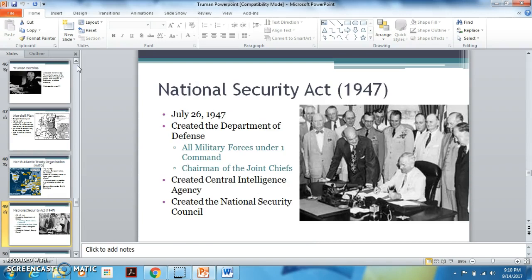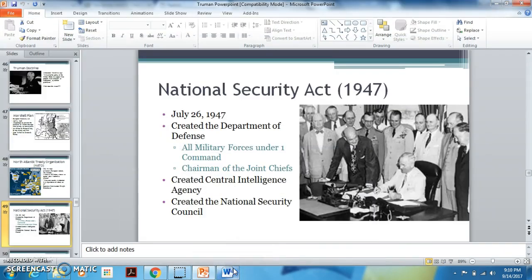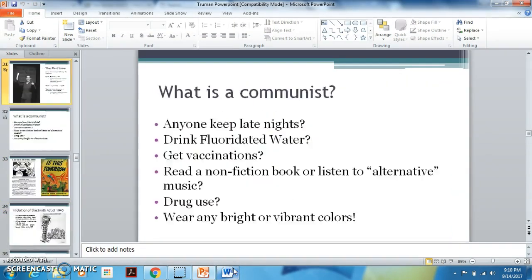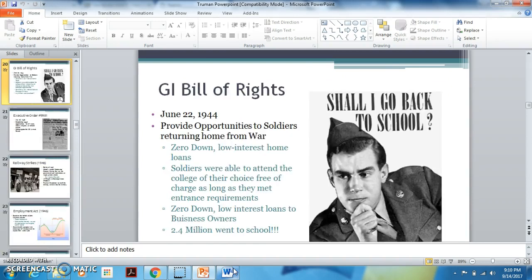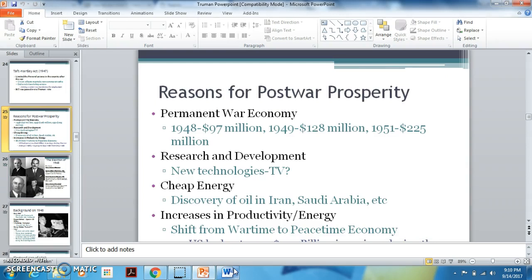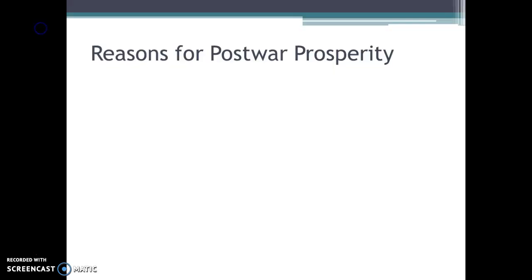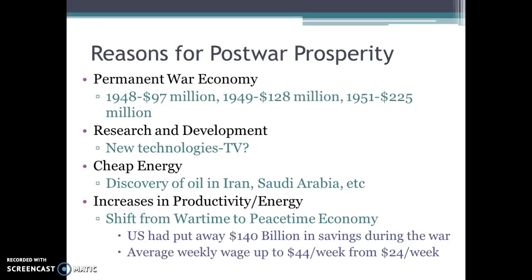Lastly, the National Security Act: Department of Defense, CIA, NSC. Reason for post-war prosperity. It's back here. Okay, permanent war economy. Let me slide that out of the way so you guys can see. Increase in productivity and energy, cheap energy, and research and development.